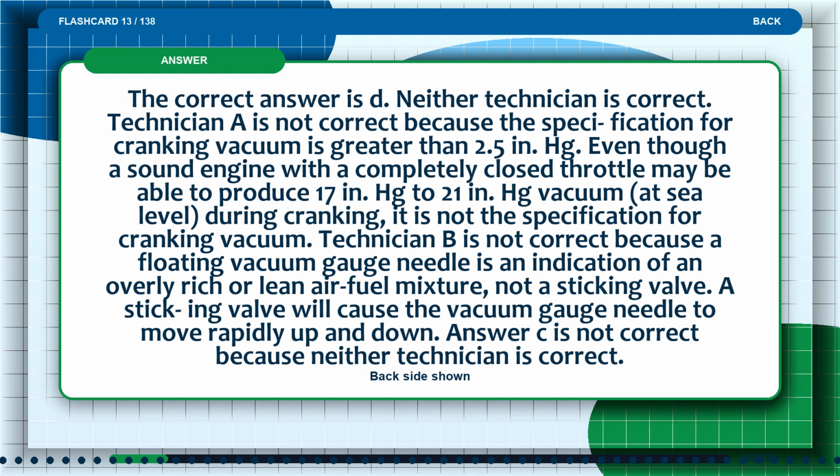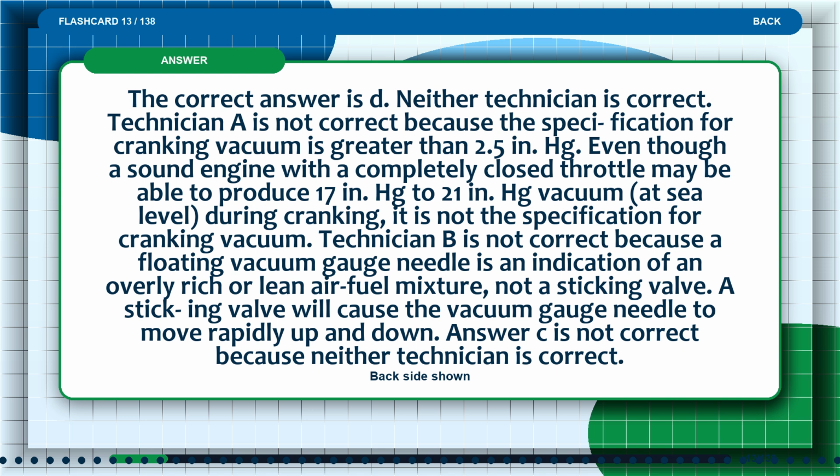The correct answer is D. Neither technician is correct. Technician A is not correct because the specification for cranking vacuum is greater than 2.5 inches Hg. Even though a sound engine with a completely closed throttle may be able to produce 17 inches Hg to 21 inches Hg vacuum at sea level, that is not the specification for cranking vacuum.